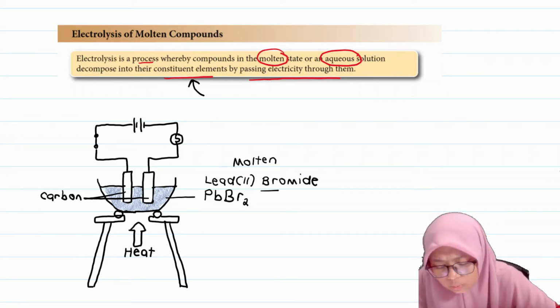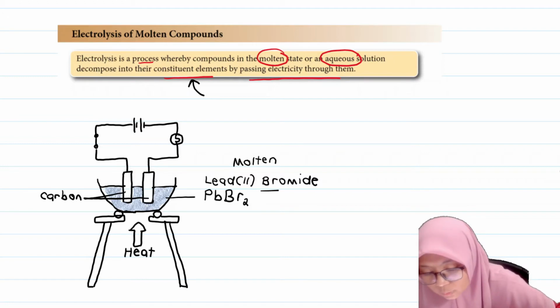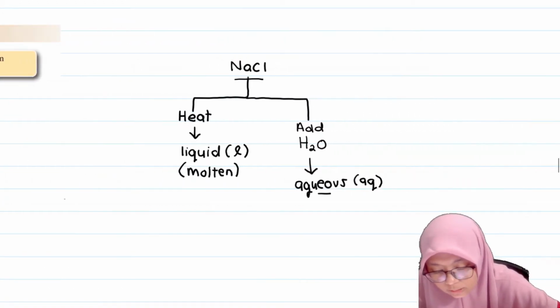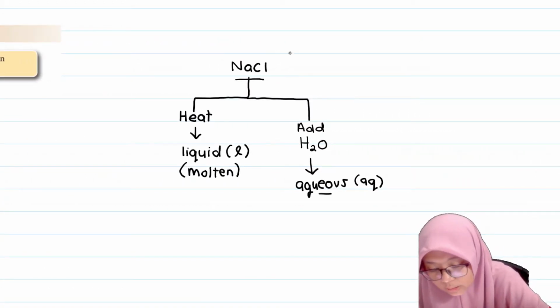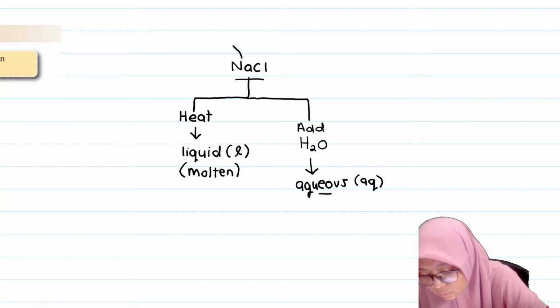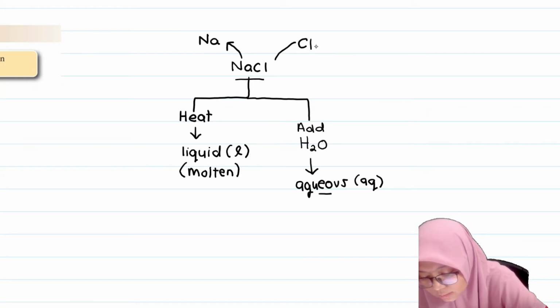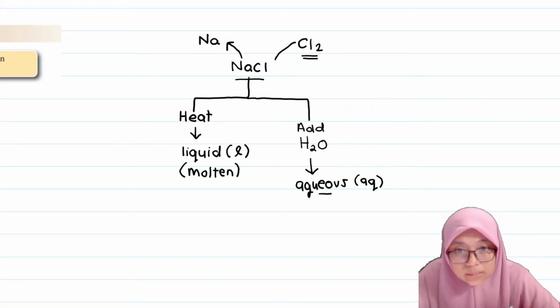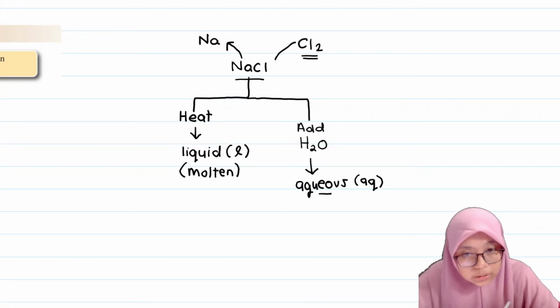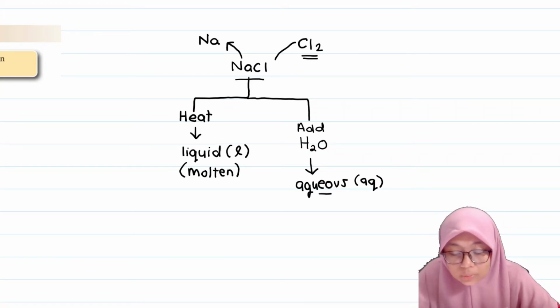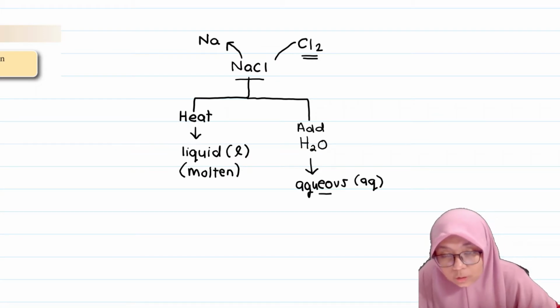So what is the constituent element for sodium chloride, just now? The constituent elements for sodium chloride are sodium as an atom and chlorine as a molecule. Why molecule? Because chlorine cannot exist as an atom at room temperature. It always exists as a diatomic molecule. So sebab tu constituent element dia adalah chlorine molecule.